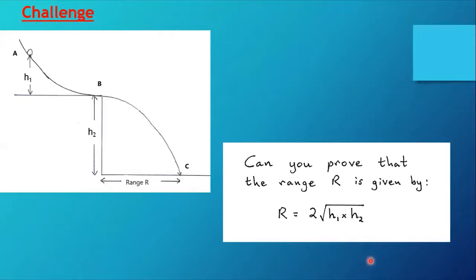Now, just before we do finish, I've got a challenge for you. Here's our marble, here's our model ski slope. It's released, and then it leaves the bench at point B and follows this trajectory through the air. We've got 2 heights, H1 and H2. This is the range R. And my challenge to you is, can you prove that the range R is given by this equation? Give it a go.